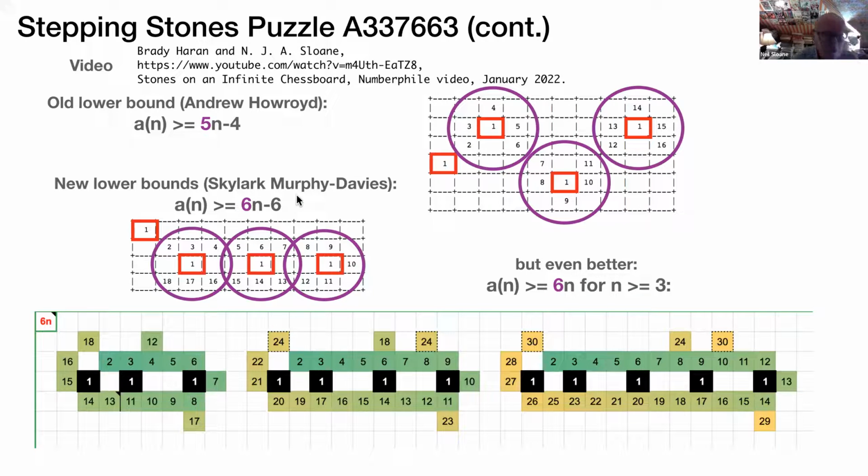Skylark Murphy's really brilliant idea was to put them in a straight line. Don't do a zigzag, put them in a straight line, separated. So the ones are on this line, and the separation is 2 blank squares. And you start with an extra 1 stone up here, and then you can put a 2 and a 3 and a 4, and a 5 and a 6 and a 7, and you can go as far as you want in that straight line.